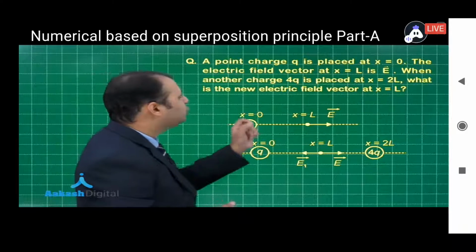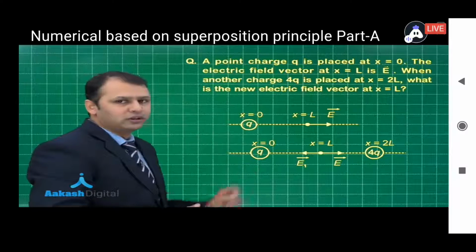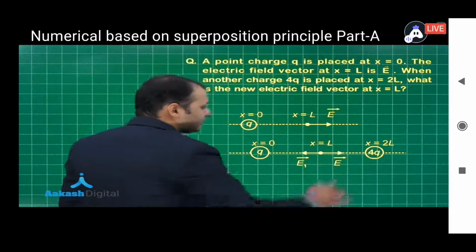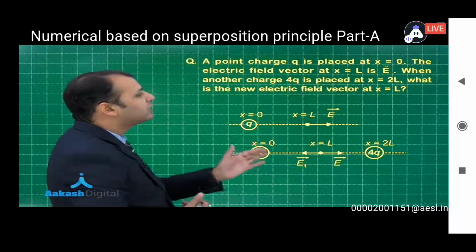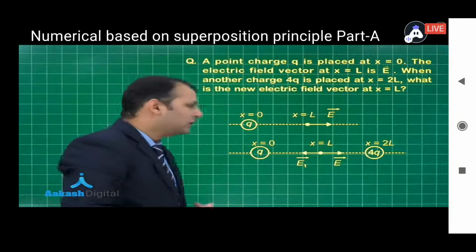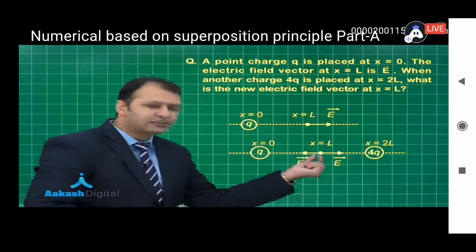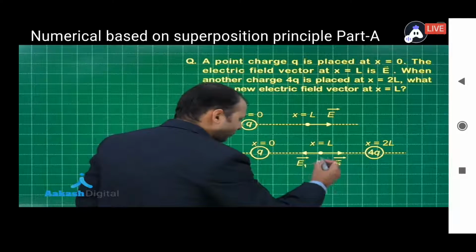When another charge 4q is placed at x equals 2L, a new charge 4q was placed at a position of 2L from the origin. What is the new electric field vector at x equals L? So we have to find the net electric field at this point. This is the point P.